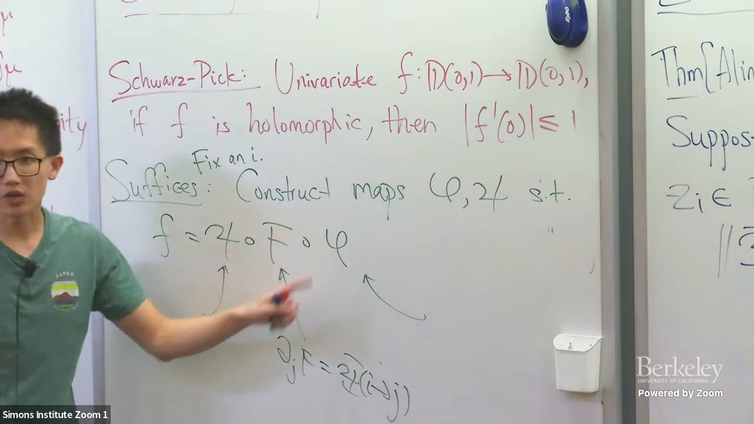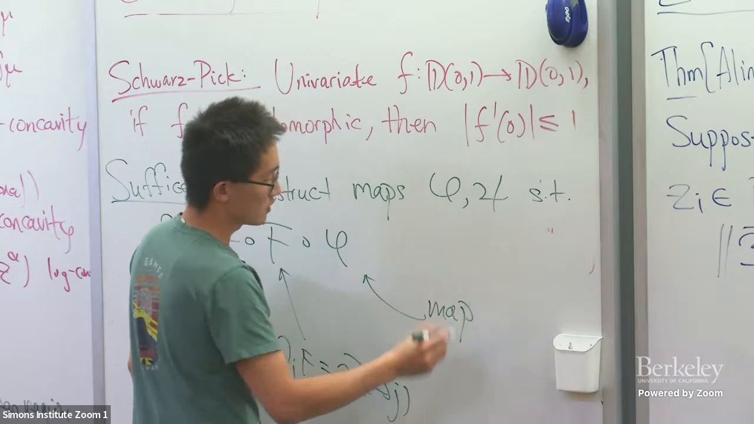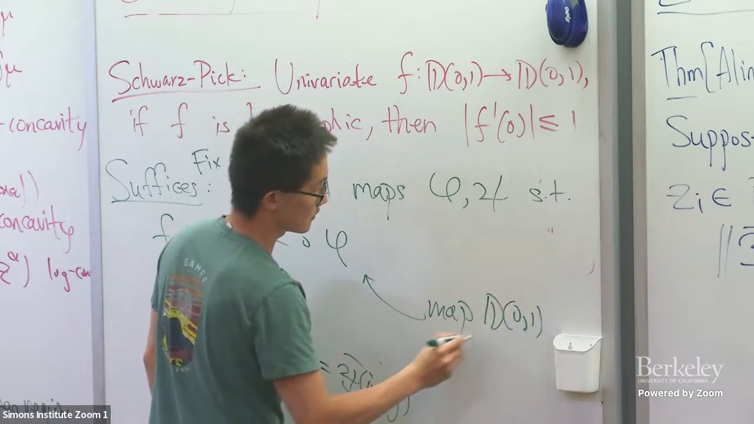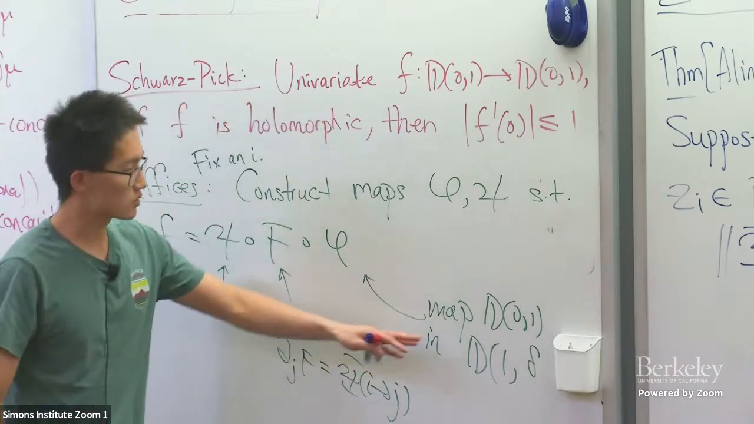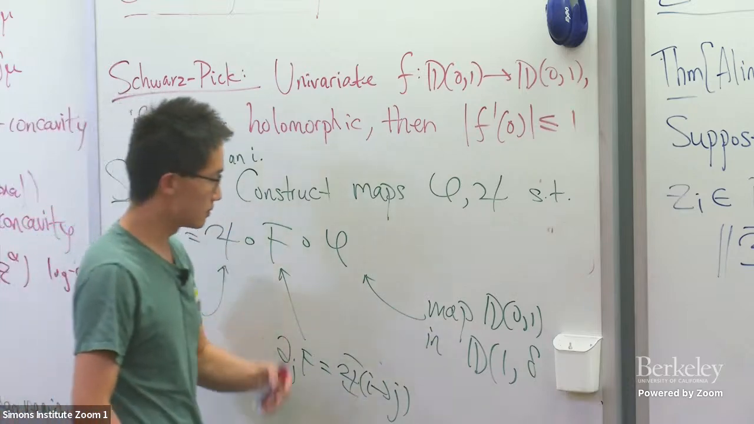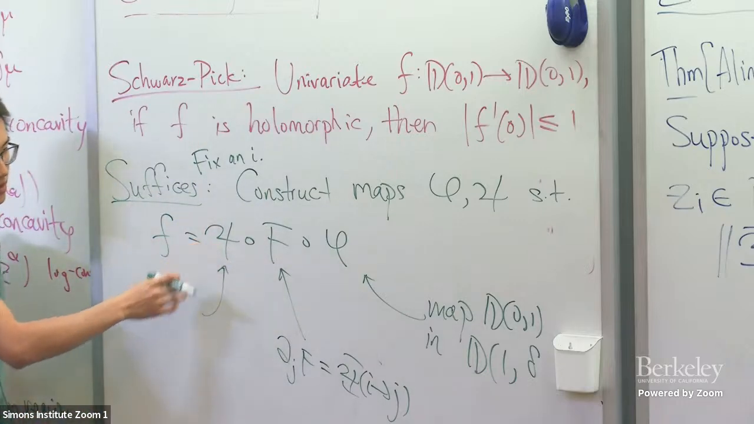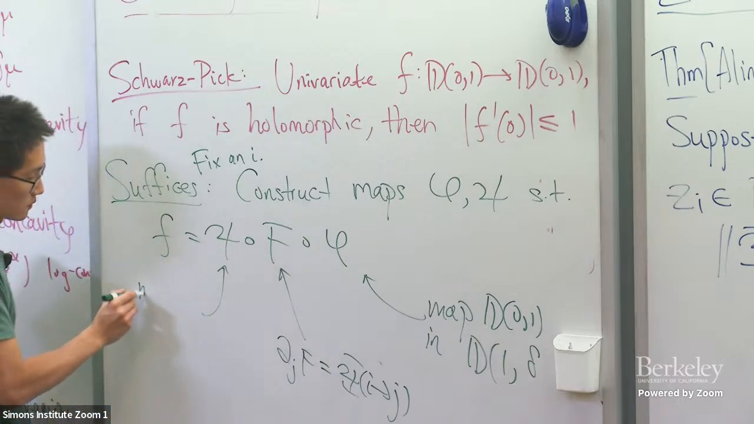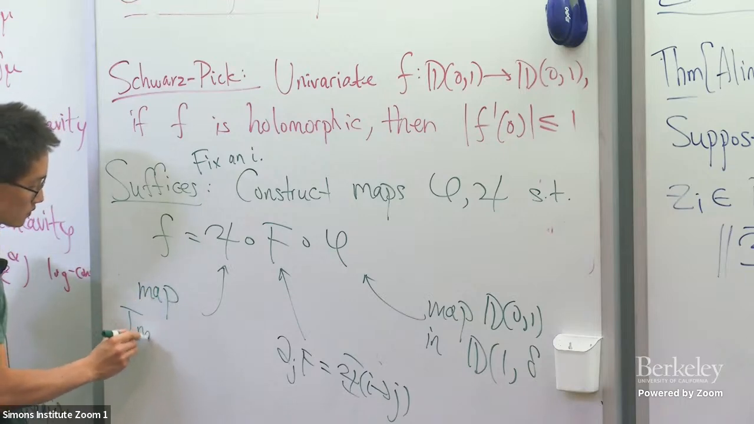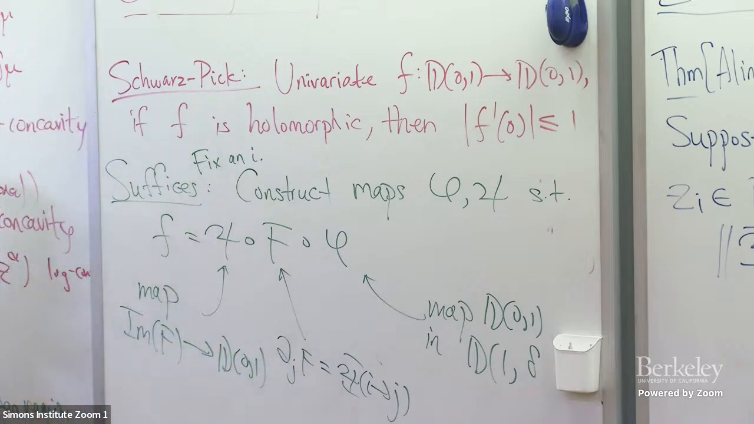What do I want out of phi? Well, I want to use the zero-freeness of my polynomial. So I just want to map the unit disk into my zero-free region, so that I can apply this lemma. And then I want this one to map the image of f back into the unit disk.